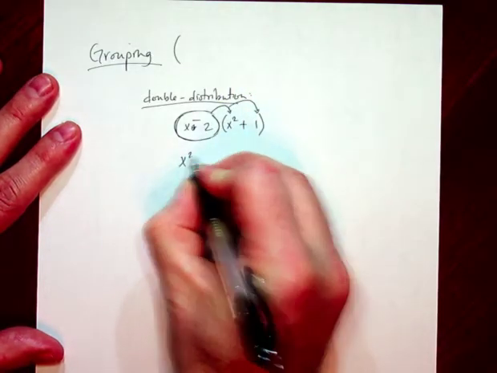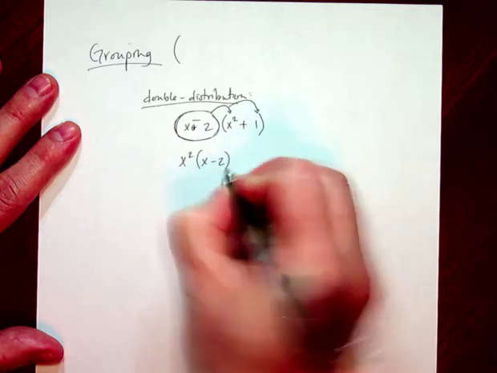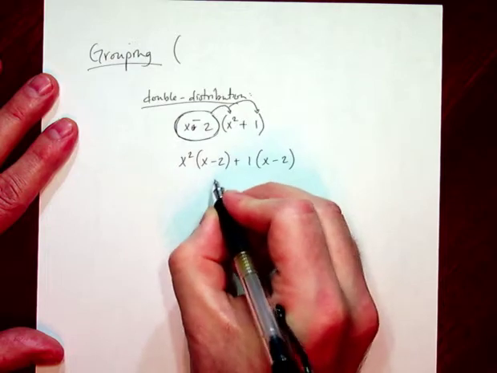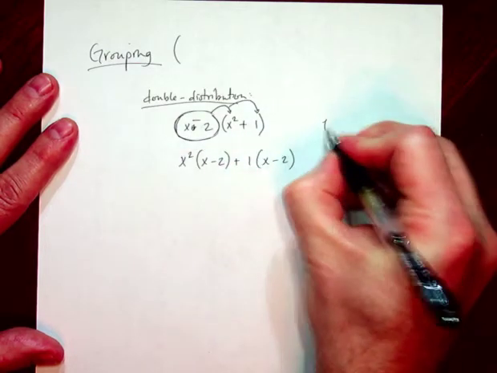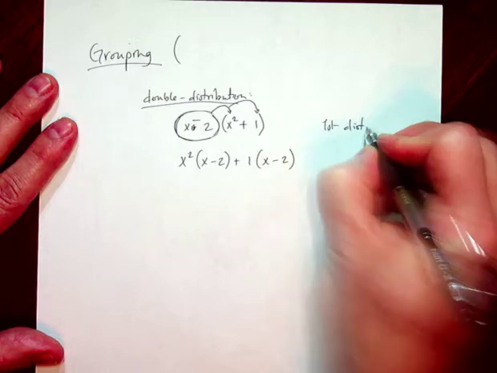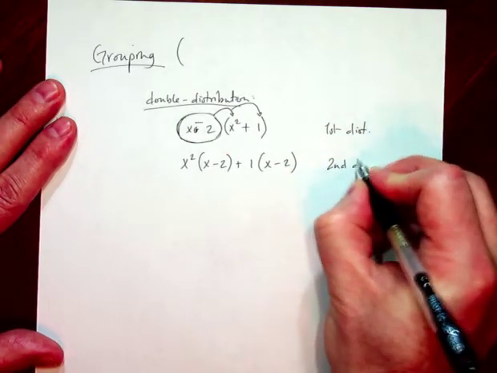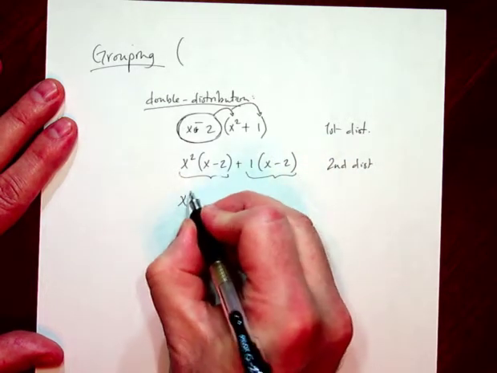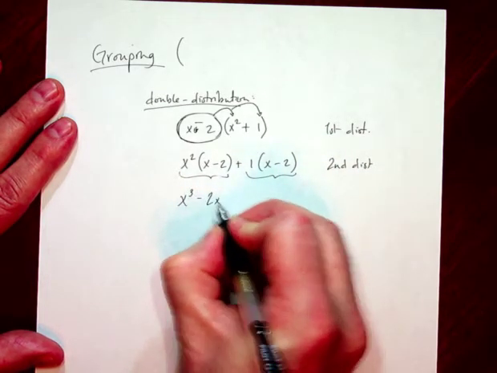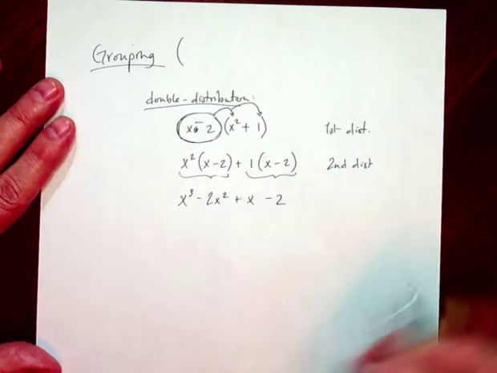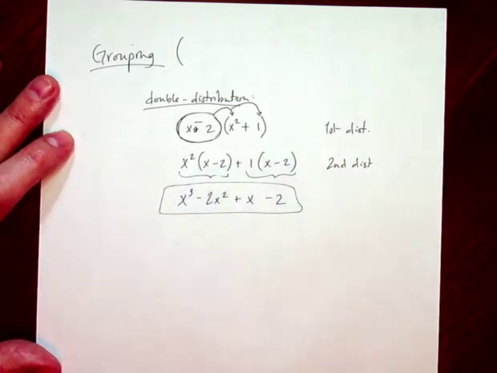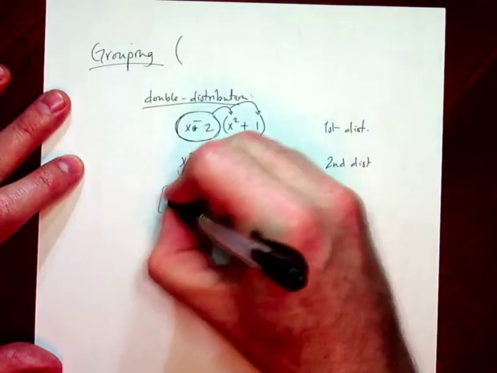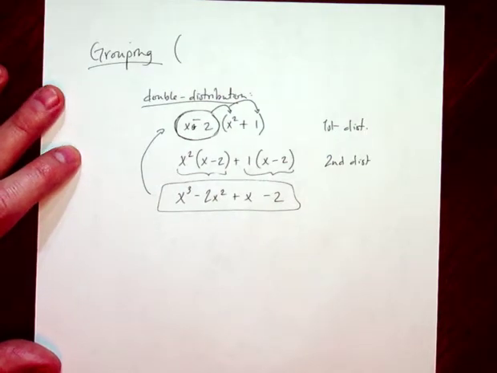And so I'm going to get x squared times x minus 2, plus 1 times x minus 2, so this was my first distribution. And if I do my second distribution within each of these terms right here, I get x cubed minus 2x squared plus x minus 2. Now, doesn't that look like your standard grouping problem? And so grouping is just basically going in that direction, okay?